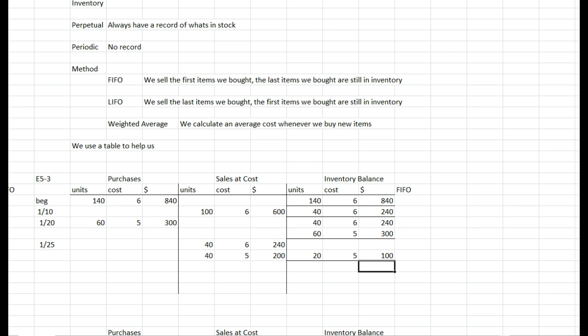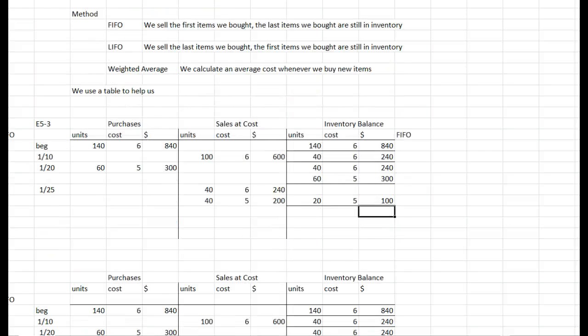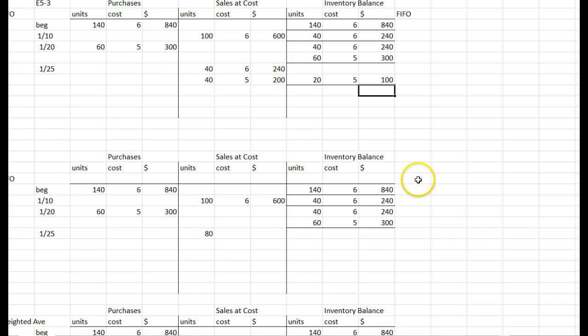Wow, wait a minute. 5 minutes already. All right, let's go and try this under LIFO. Last in, first out. Okay? So here we've got the same deal. We started with some, we sold some, we bought some on the 20th. So we're selling on the 25th, we're selling 80.